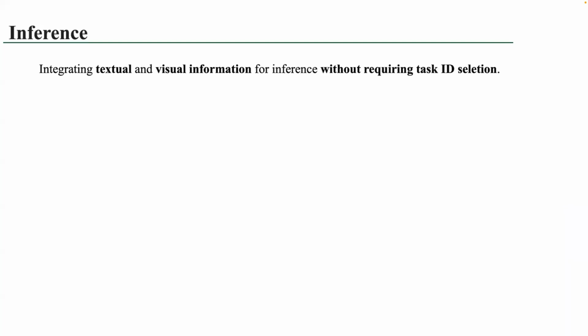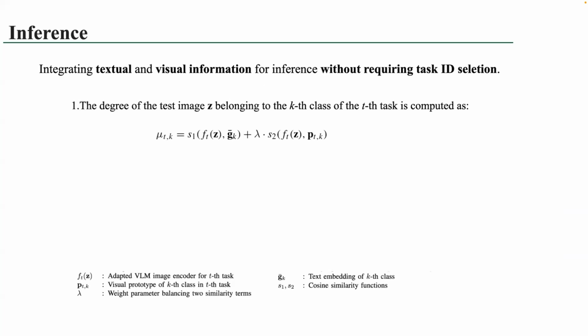In the inference, we integrate text and vision information for inference without task ID selection. Step 1, compute how likely a test image belongs to any learned class. Step 2, choose the class with the highest score as the final prediction.